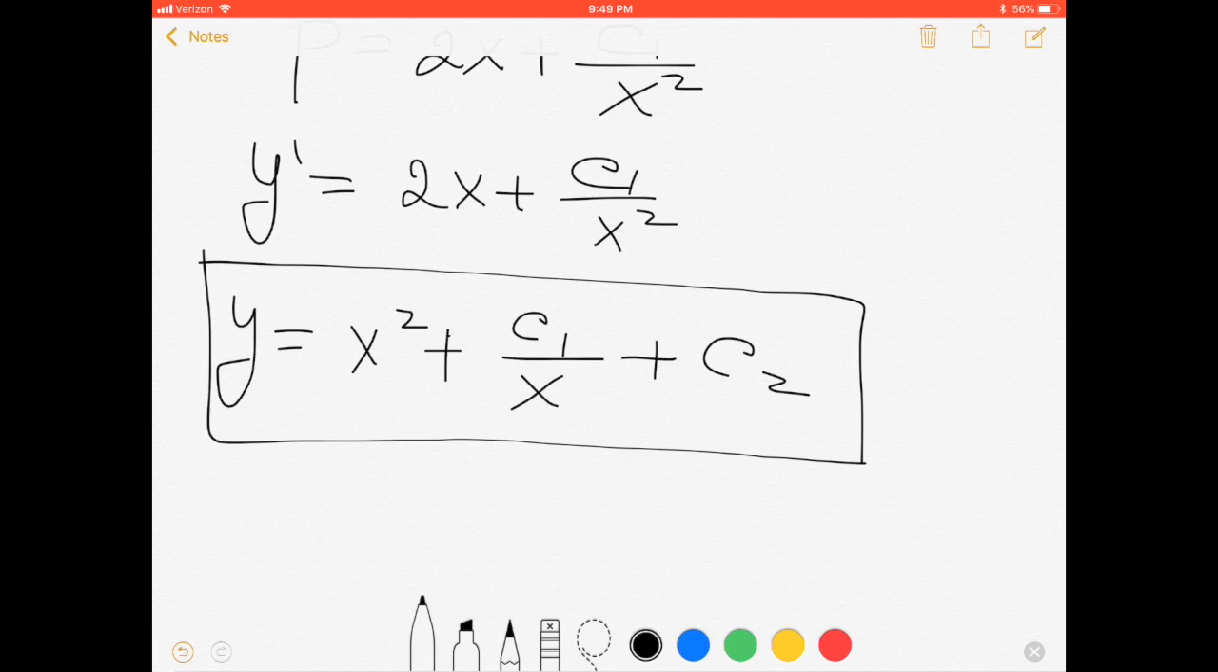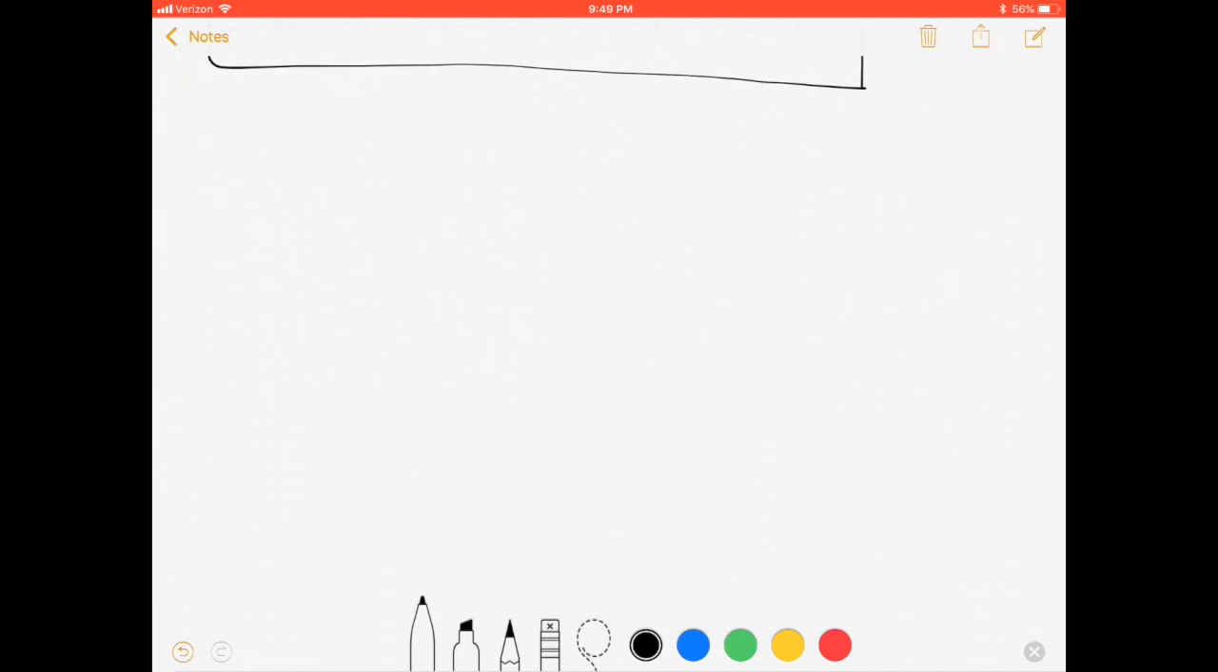Okay, what happens if x is missing in your equation? Okay, situation B. The independent variable is missing.